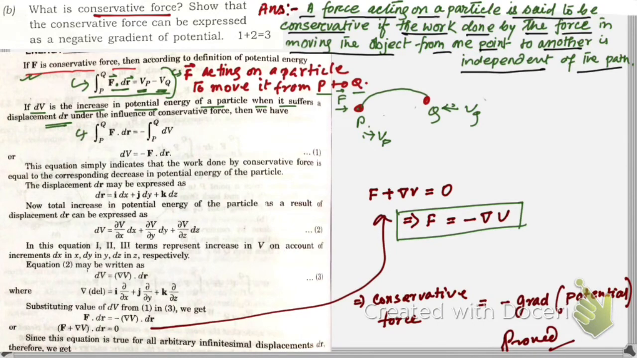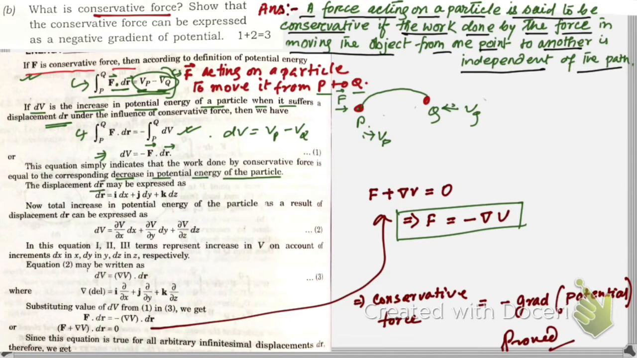Then we can write, if the increase in potential is dV, then Vp minus Vq is equal to dV, right? So if you use this relation in the first equation, you will get this relation, which implies dV is equal to minus F dot dr. This equation simply indicates that the work done by a conservative force is equal to the corresponding decrease in potential energy of the particle, right?